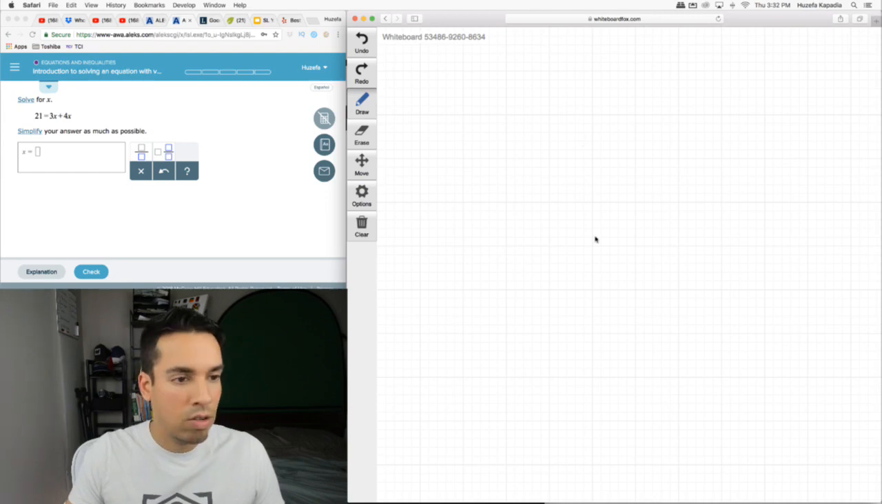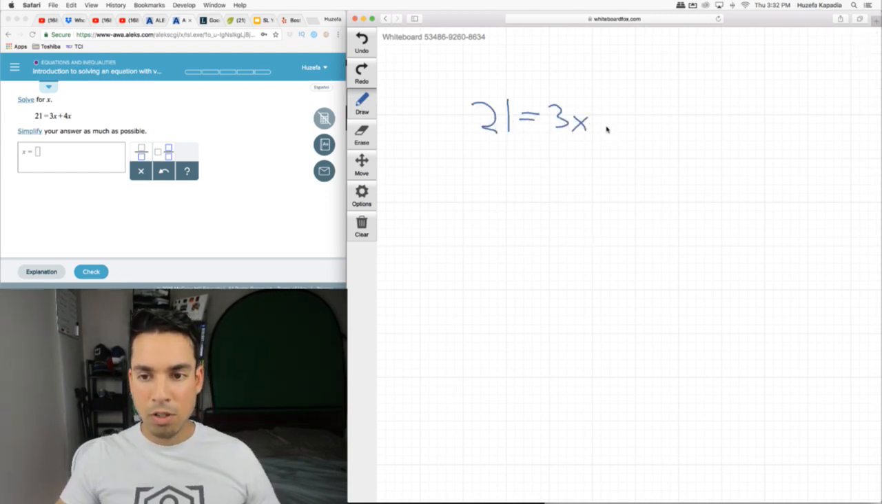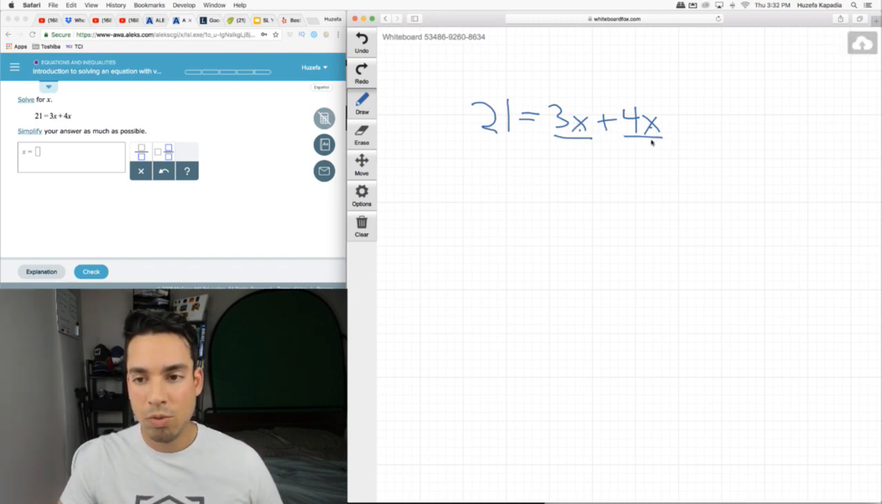So how do we solve this? The first thing we have to do when we have multiple instances of a variable is we have to consolidate the variables. We have to bring them together. So how do we do that? Well, these are called like terms because they both have an X, which is really helpful.